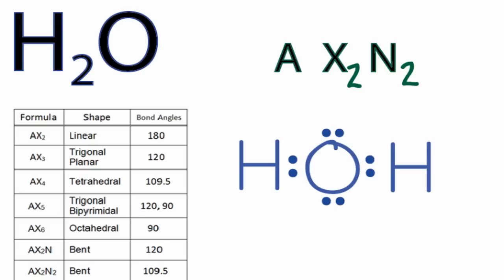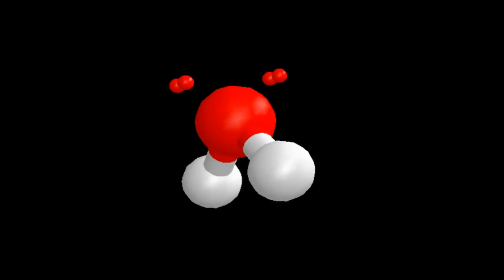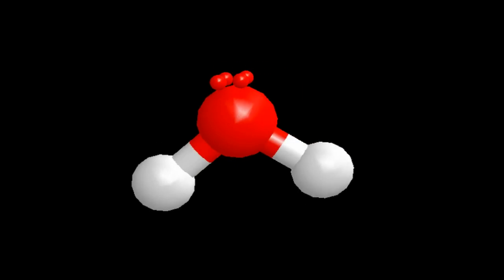So here in our table, we go down, we see AX2, AX3, all the way down AX6, AX2N, we're getting close, and there it is at the bottom, AX2N2, which has a bent molecular geometry, and the bond angles are going to be 109.5 degrees. Going back to our 3D visualization of the H2O molecule, we can see that the bond angle between the oxygens and the hydrogens is 109.5 degrees.